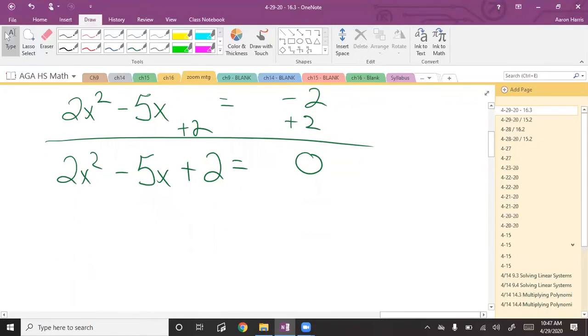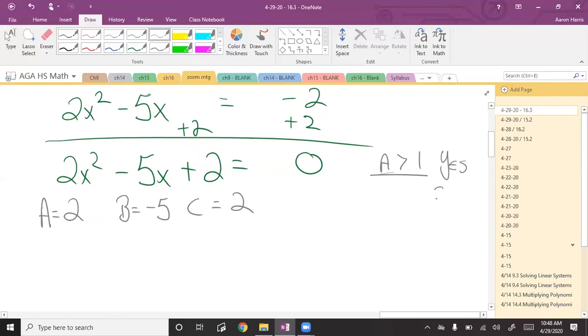All right. So here we go. Is a greater than 1? What is a equal to? 2. What's b equal to? Negative 5. What's c equal to? 2. Good. Is a greater than 1? Yes. So I know I'm going to do grouping.